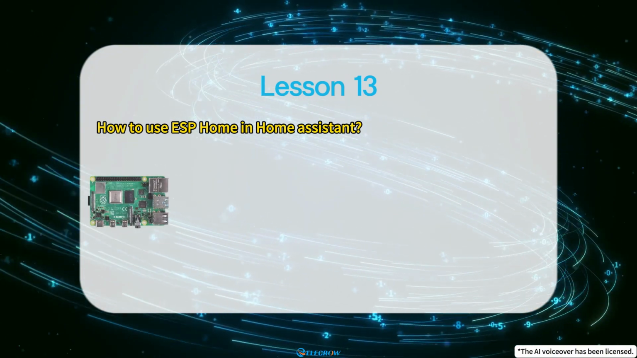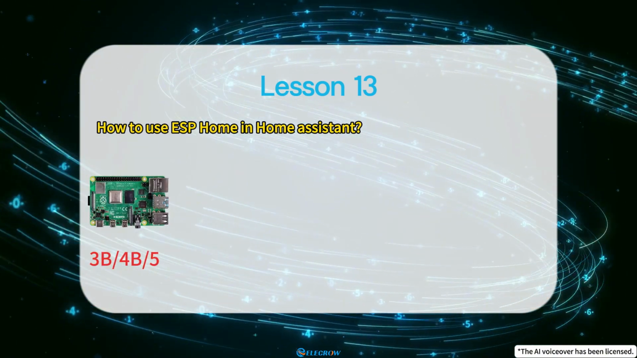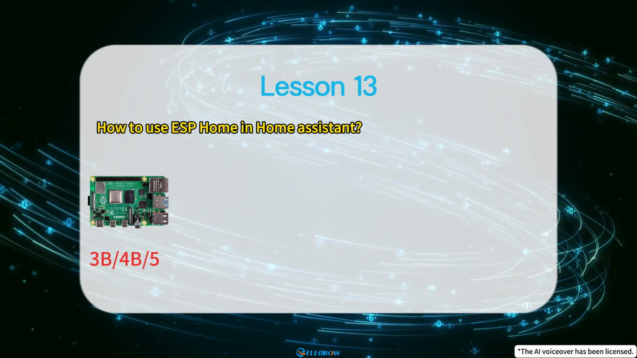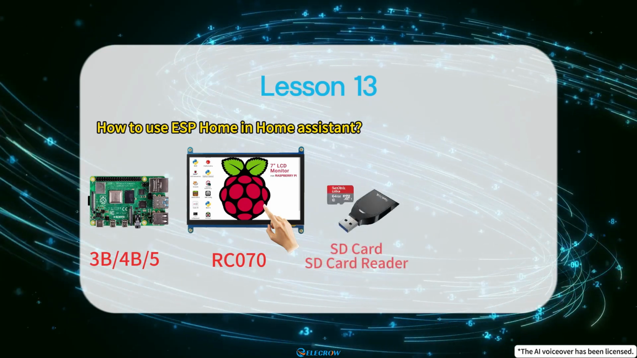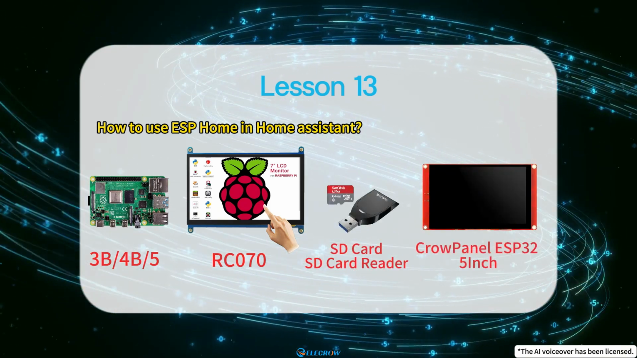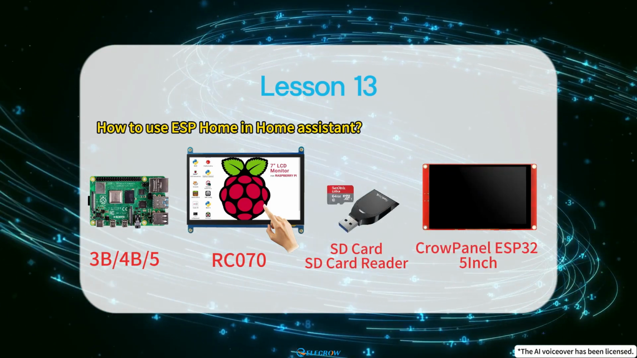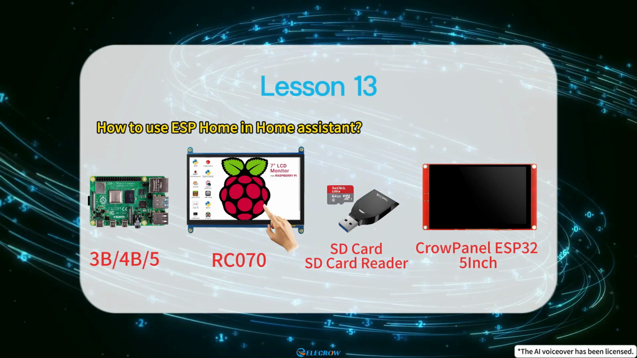What you'll need is a Raspberry Pi 3B, 4B, or even a Raspberry Pi 5, a screen that can connect to the Raspberry Pi, an SD card, and a 5-inch CrowPanel, of course. You can also use other sizes of CrowPanel boards.